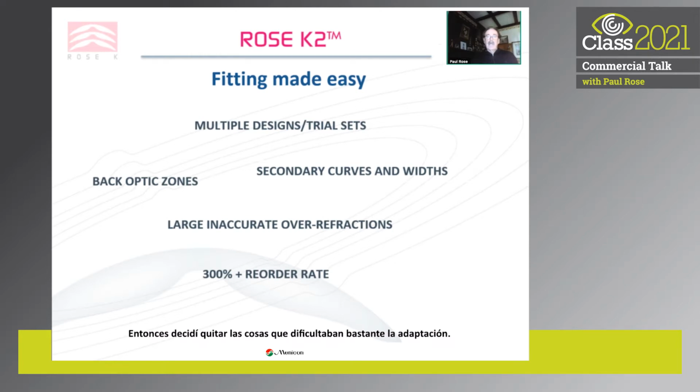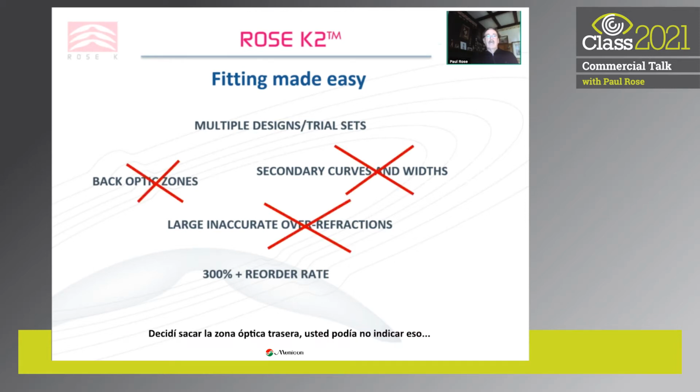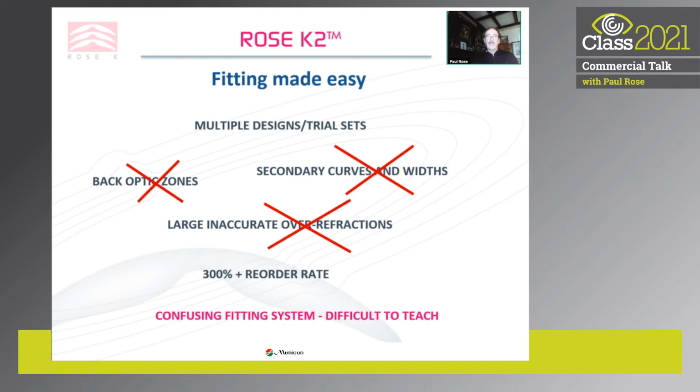So I decided to take out the things that made fitting quite difficult. I decided to take out the back optic zone, you could not state that, and also to take out the secondary curves and widths. I would actually set those for any stage of the disease. And also to make the trial lens as close as possible in power to the final Rx lens.